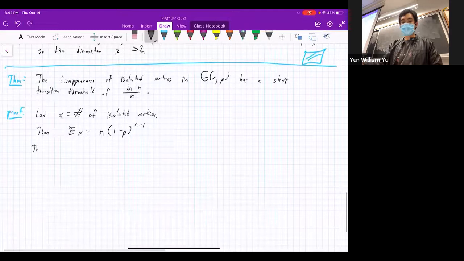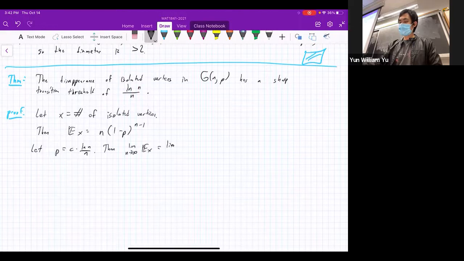Now we can just say, let's let p be our transitional value. So let p be equal to c times ln n over n. Then the limit as n goes to infinity of the expectation of X is equal to the limit as n goes to infinity of n times (1 minus c ln n over n) to the n, which is equal to the limit as n goes to infinity of n e to the minus c ln n, which is equal to the limit as n goes to infinity of n to the 1 minus c.